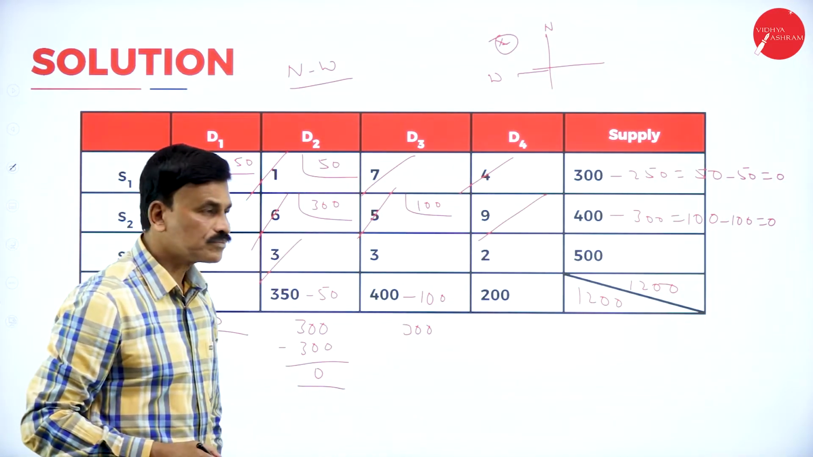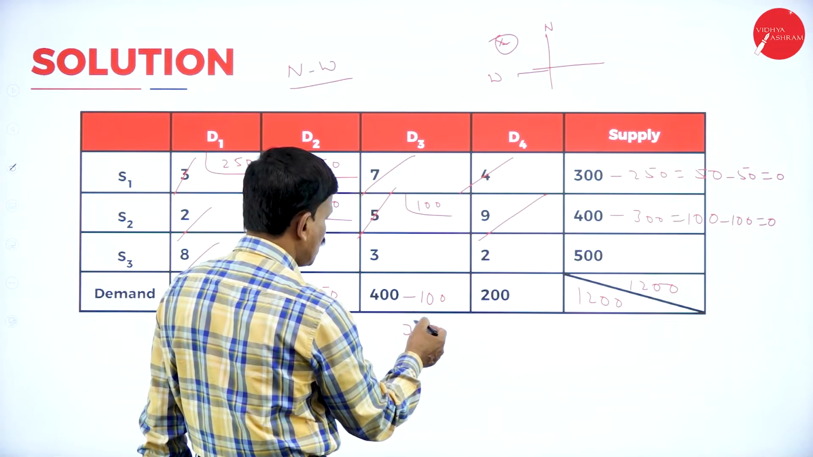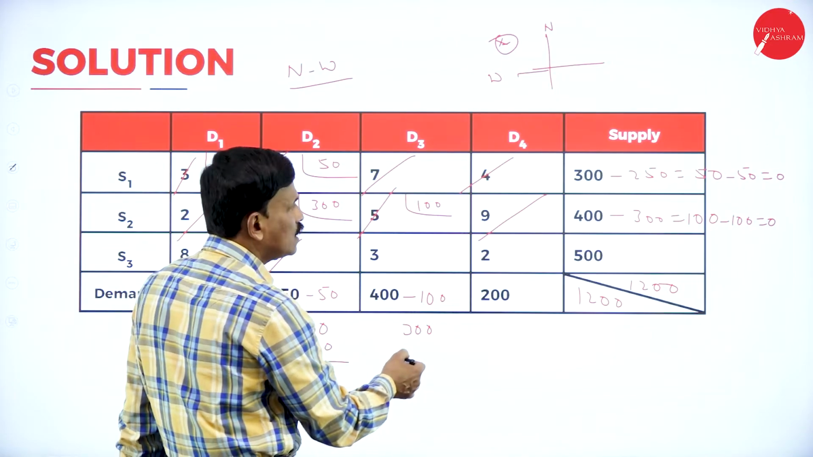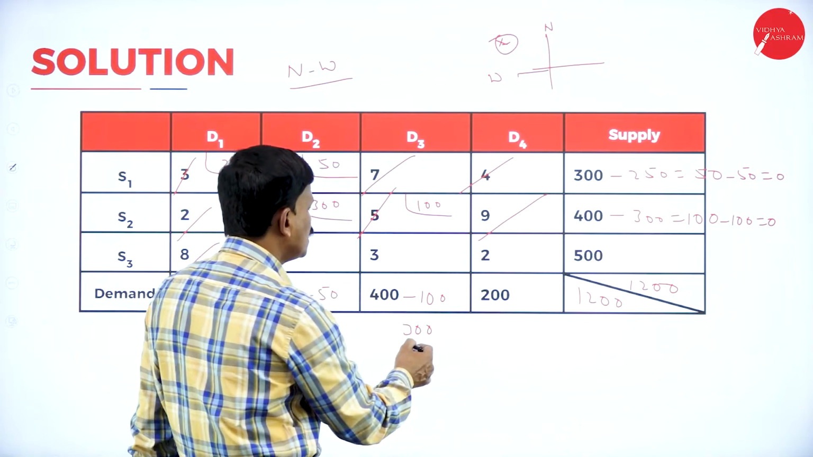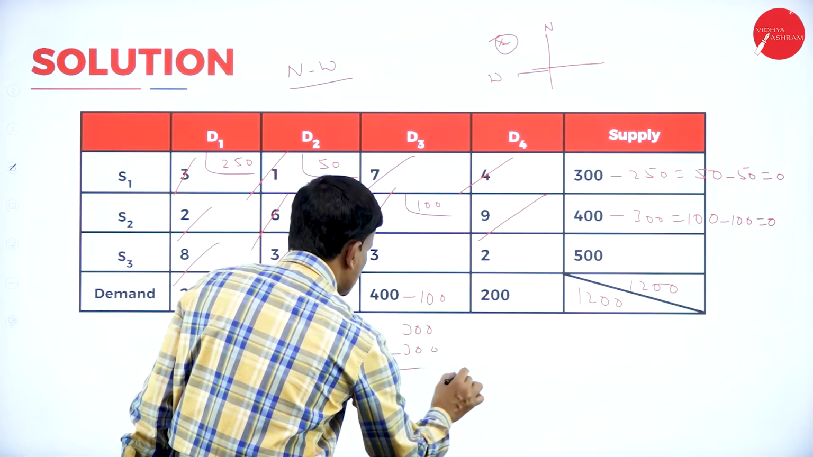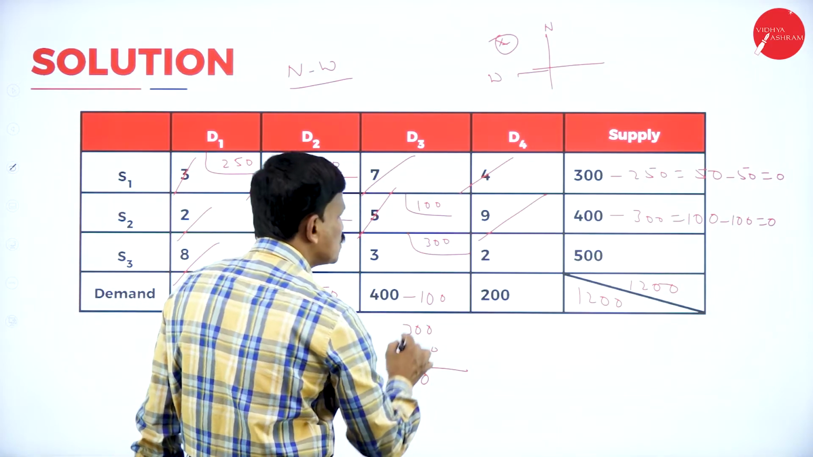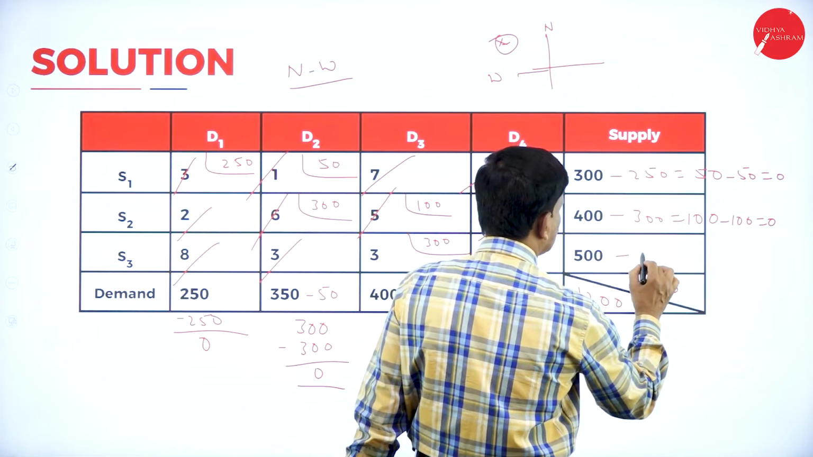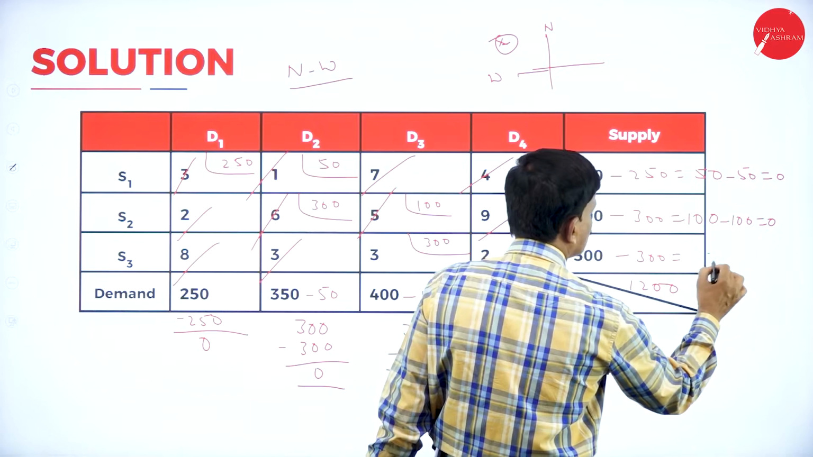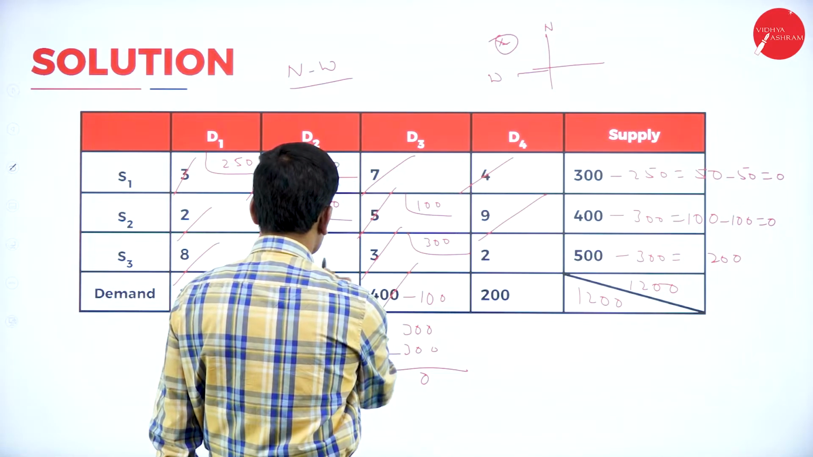Okay. Now next northwest element is 3, and find out the least value between the supply and the demand. The least value here is 300. So in between 300 and 500, the least value is 300. You can allocate 300 here. So this gets cancelled, 0. 500 minus 300 is 200. Once this is 0, you can cancel this also.